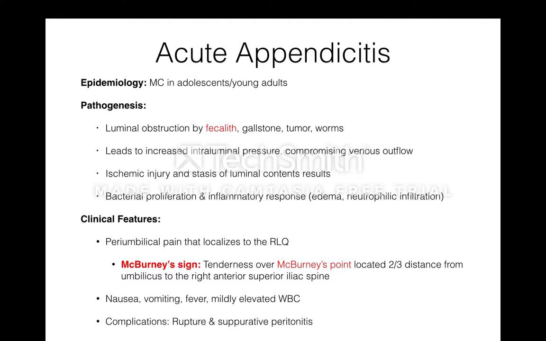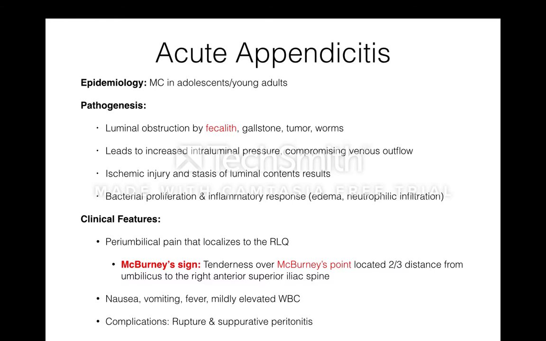There is also the psoas sign, where you get right lower quadrant pain with passive extension of the right hip or active flexion of the person's right hip while supine. And the final sign we're going to talk about is Rovsing's sign, and this is pain in the lower right quadrant with continuous palpation on the left side. Patients also often present with nausea, vomiting, fever, and a mildly elevated white blood cell count.